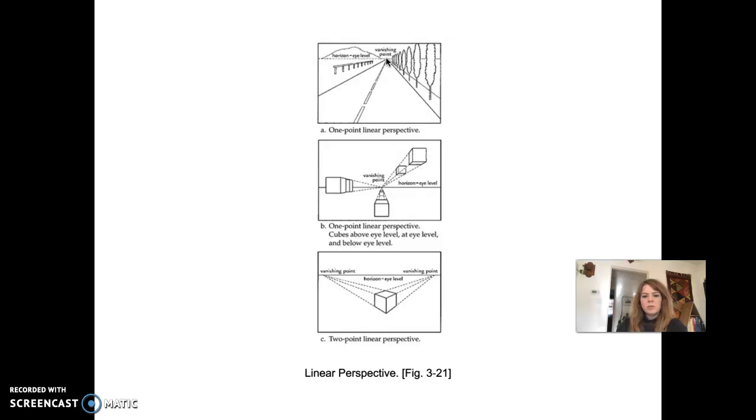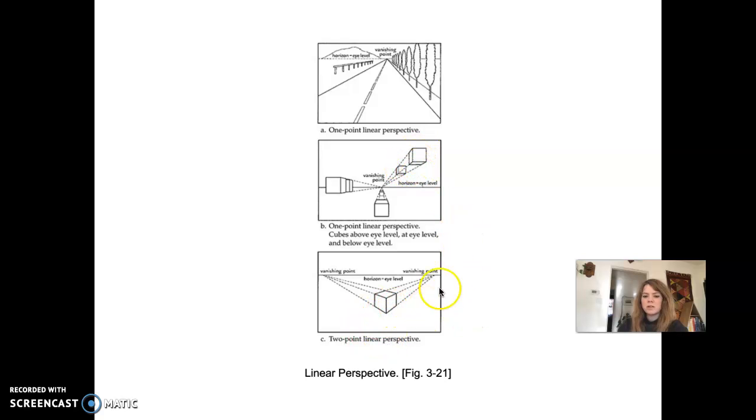This is a 1-point linear perspective as well in figure B, but it's showing cubes at eye level, above eye level, and below eye level. So here's eye level, below, where you see the top, you see the sides at eye level, and then you see the bottom and the side at above eye level.